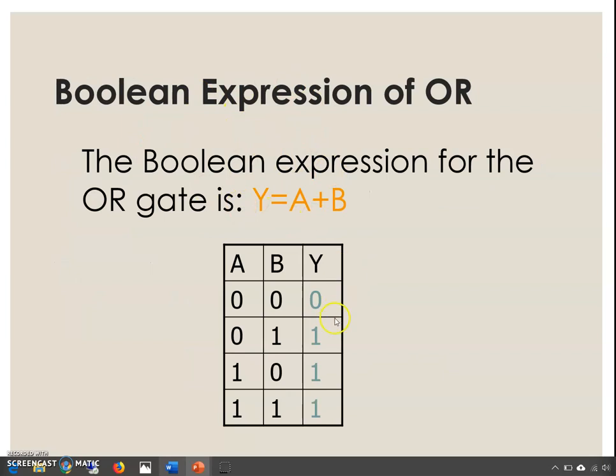Truth table for the OR gate: if both the inputs are low, output is low, while for the other 3 possible combinations, output is high. Through this, you obtain the Boolean expression A plus B, Boolean OR. So it depicts that 0 plus 0 is 0, 0 plus 1 is 1, 1 plus 0 is 1, and 1 plus 1 is a definite 1.